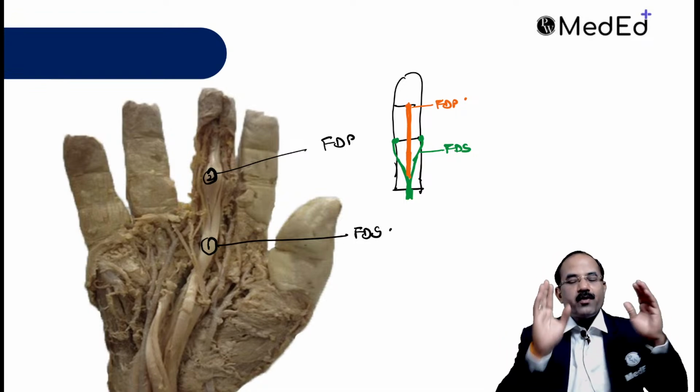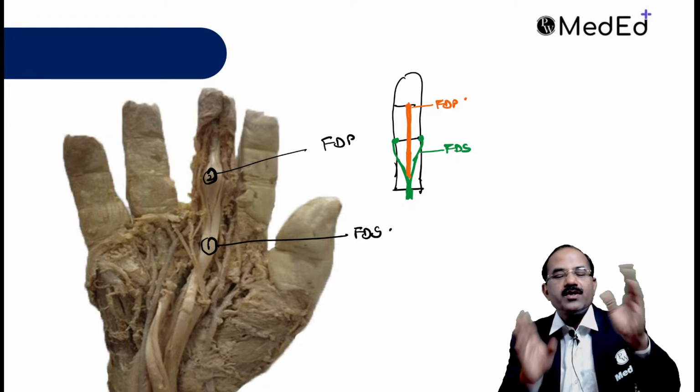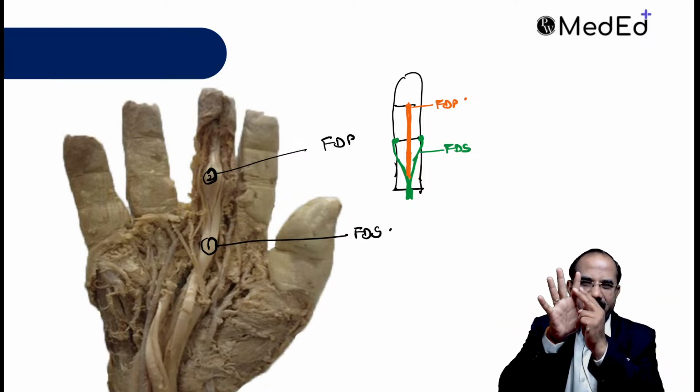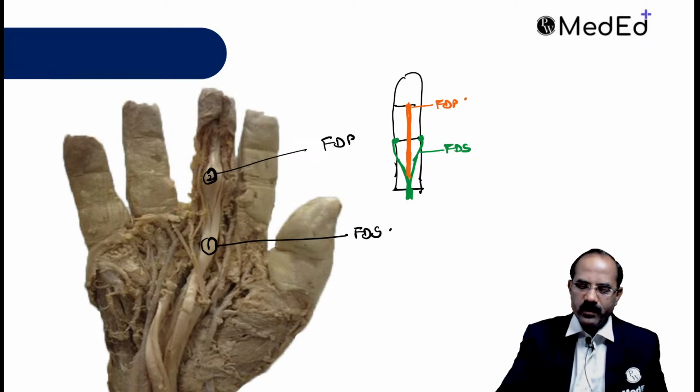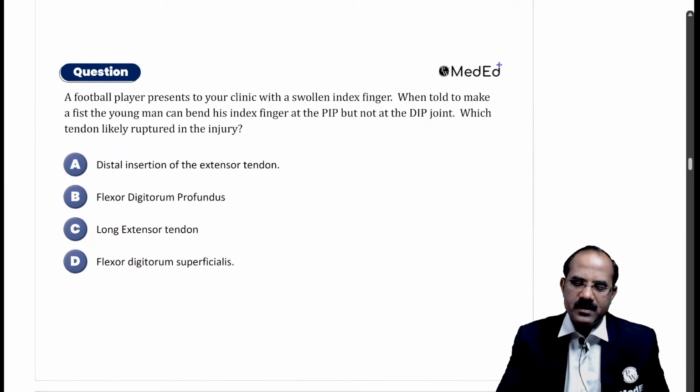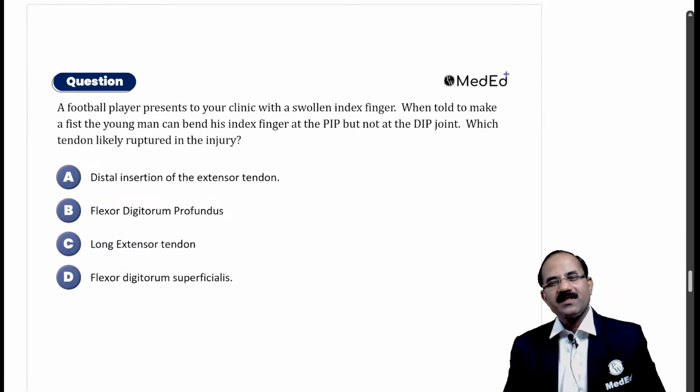Perfect, because the insertion of profundus is on the base of the distal phalanx of the fingers, and the insertion of superficialis is on either side of the base of the middle phalanx of the fingers. So with this, if you can answer this MCQ, students. Just answer this MCQ.